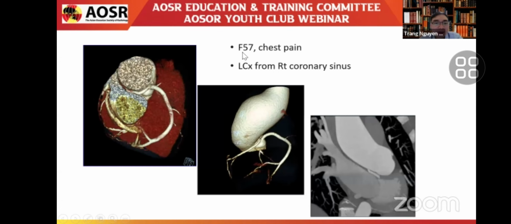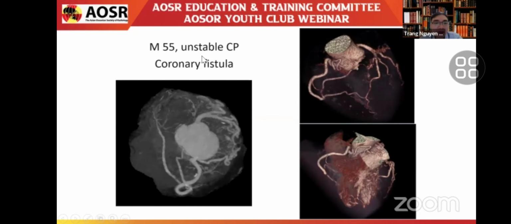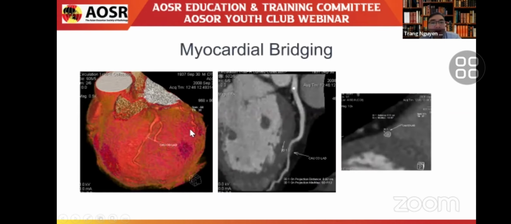Another case, we have a female patient, 57 years old with chest pain, and here we can see the LCX comes from the right coronary sinus and is compressed by the aorta and goes together with the left LAD. Another case, we have a man, 55 years old with unstable chest pain, and when we scan the patient, we find that this patient has bilateral coronary fistula to the pulmonary artery, and this is the main cause of the chest pain with no significant stenosis.